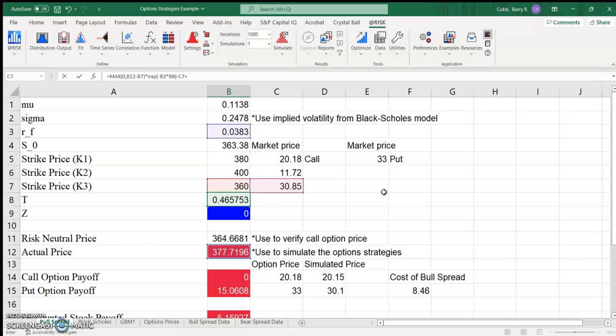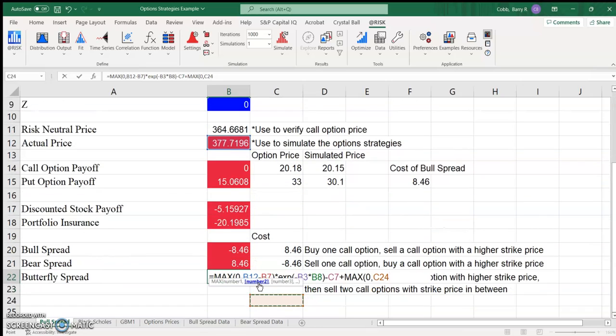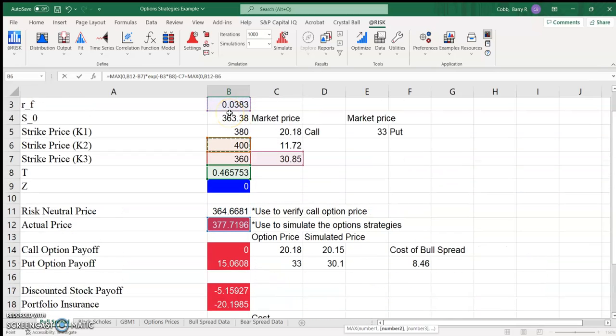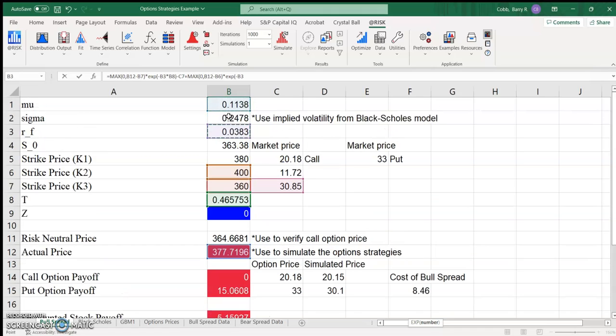All right, the second option that we're going to purchase is the higher strike price option with a strike price of 400. So the payoff for that one would be the simulated actual price minus that strike price of 400. And then we discount it. Discount factor is the exponential function with the negative sign there, times the risk-free rate, times the time to expiration. And we're also purchasing this option, so we're going to have to pay the price of that option.